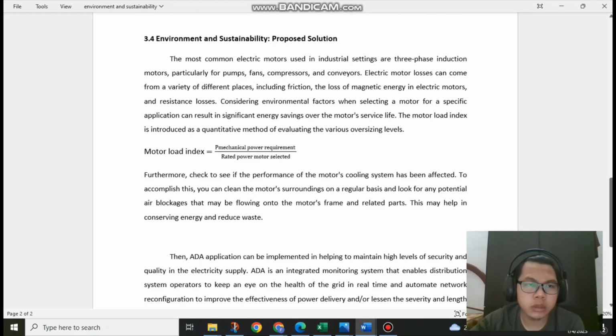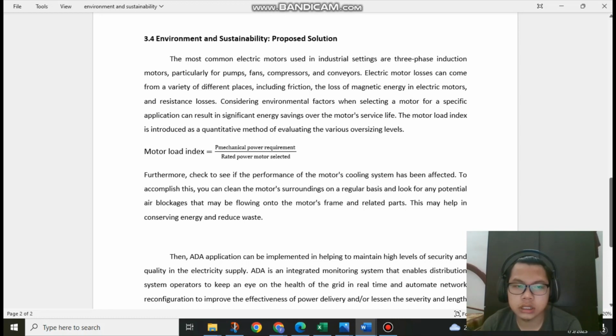Now I will explain the environment and sustainability solutions. The most common electric motors used in industrial settings are induction motors, particularly for pumps, fans, compressors and conveyors. Electric motor energy losses can come from a variety of different causes, including friction, loss of kinetic energy in electric motors, and resistance losses. Considering environmental factors when selecting a motor for a specific application can result in significant energy saving over the motor service life.